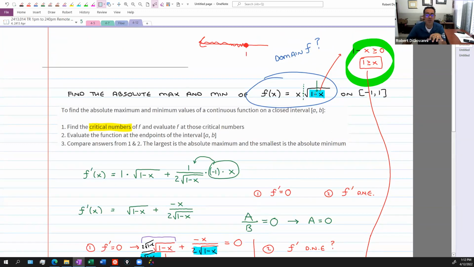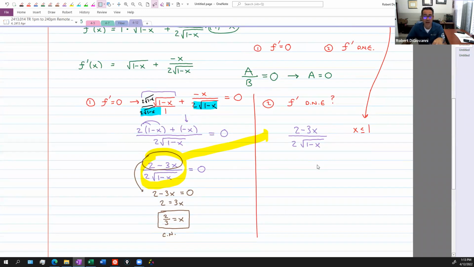1 is okay in the original function, right? Can I plug 1 into this? Sure. 1 minus 1 is 0, square root of 0 is 0. That's not undefined. But the derivative is undefined at 1, because the square root appears in the denominator now, and you're going to get a 0 there if you try and plug in 1. So I can say right now, I have a critical number x equals 1, because that is where the derivative would not exist. We have 2 critical numbers, yes?